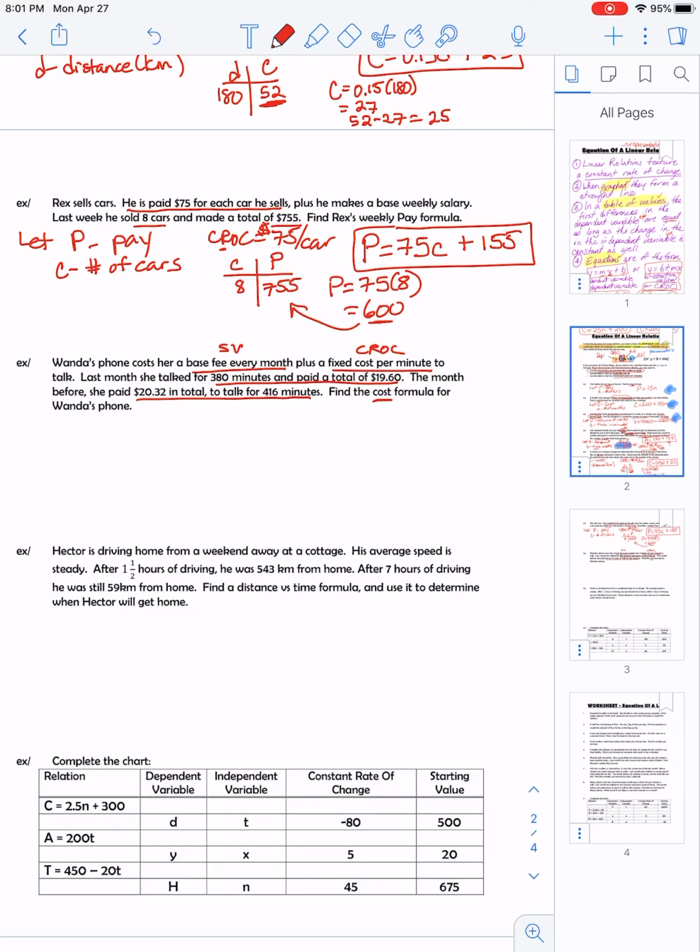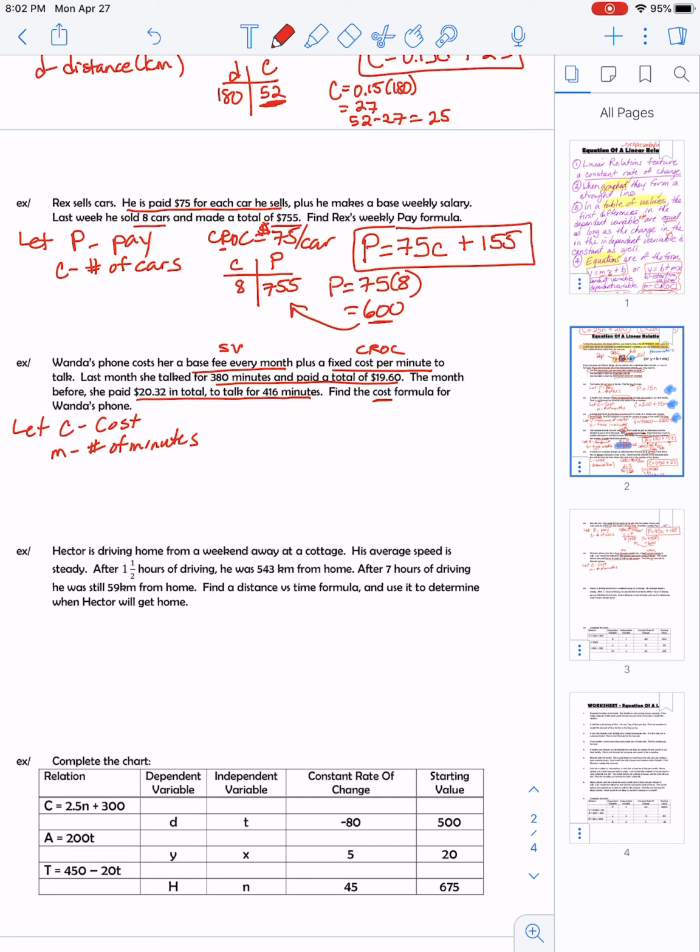So let's let C be the cost. And what is her cost based on? It's based on how many minutes she talks for. She's got this base, so maybe she pays $20 a month. And then after that, she has to pay for every minute that she talks on the phone, because maybe her phone plan only lets her do certain things. And she gets charged for talking on the phone. So let's let M be the number of minutes she speaks for. Okay, so C and M are the two variables.